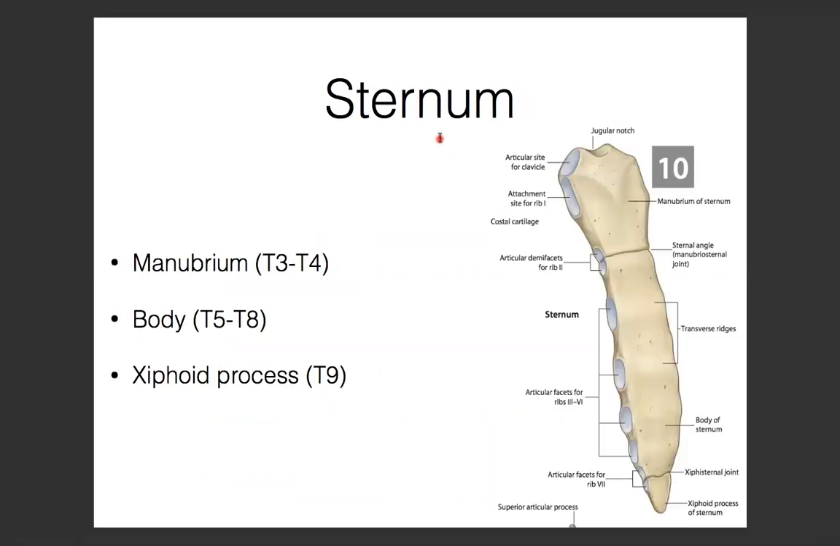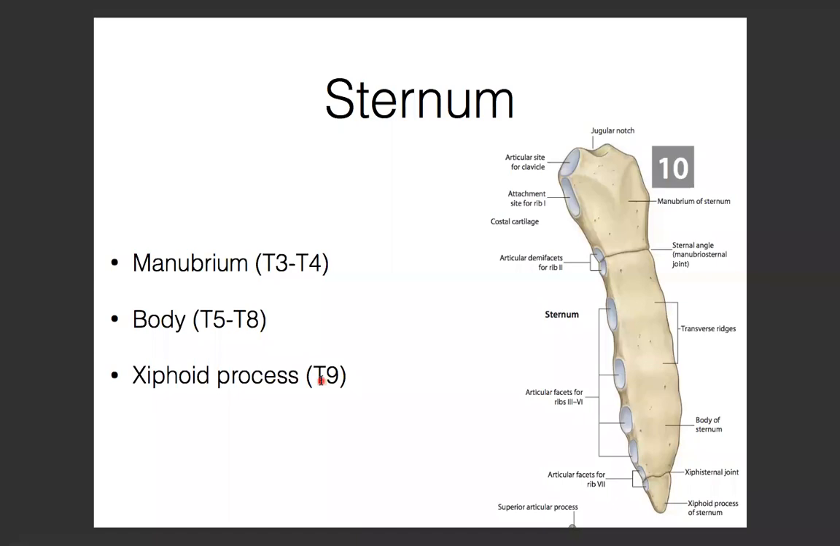So for the sternum, the things that they ask about the most is the location, or the surface anatomy of it: the manubrium starts at T3 and ends at T4, the body starts at T5 and ends at T8, and the xiphoid process is at T9. That's one thing that you need to be very familiar with.